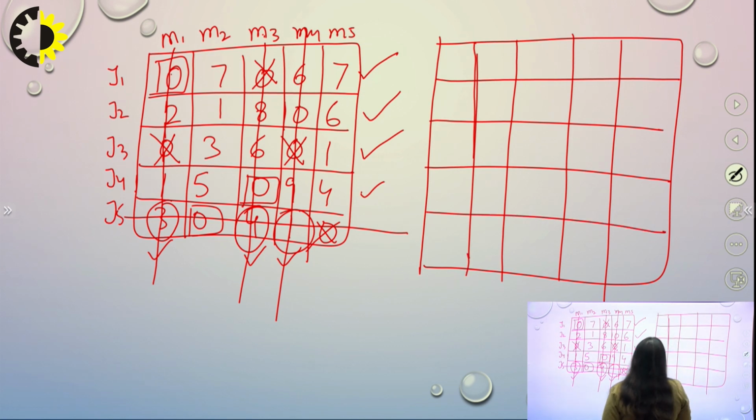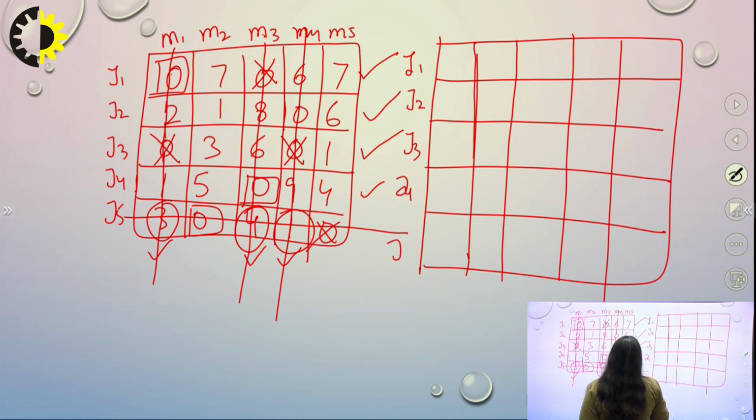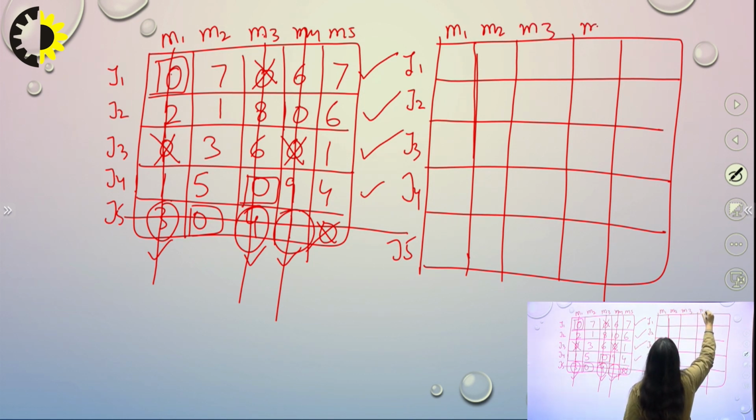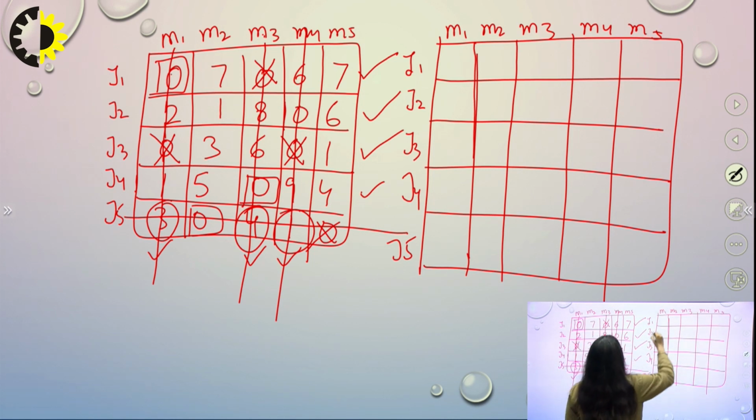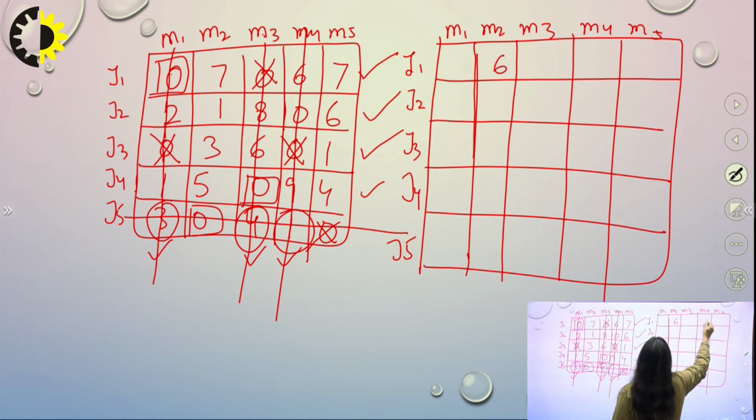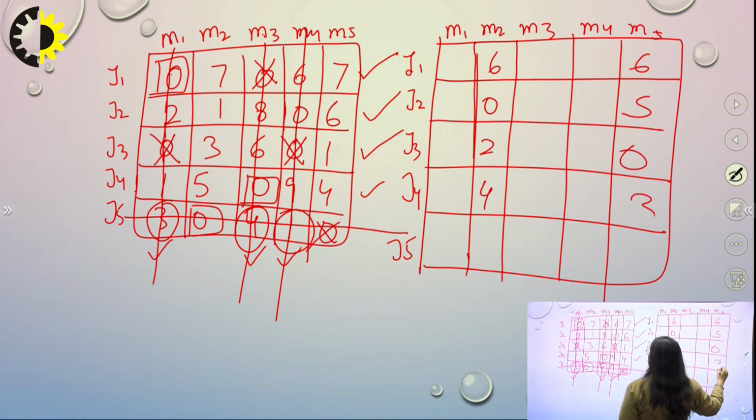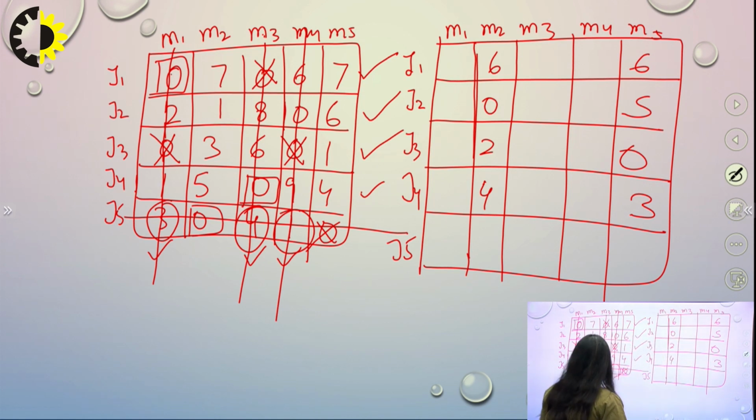Fine. Now we will minimize this matrix again. J1, J2, J3, J4, J5, M1, M2, M3, M4, M5. Now uncovered elements are, these are 6, 6, 0, 5, 2, 0 and 4, 3. Okay. Now intersection points are these 3.